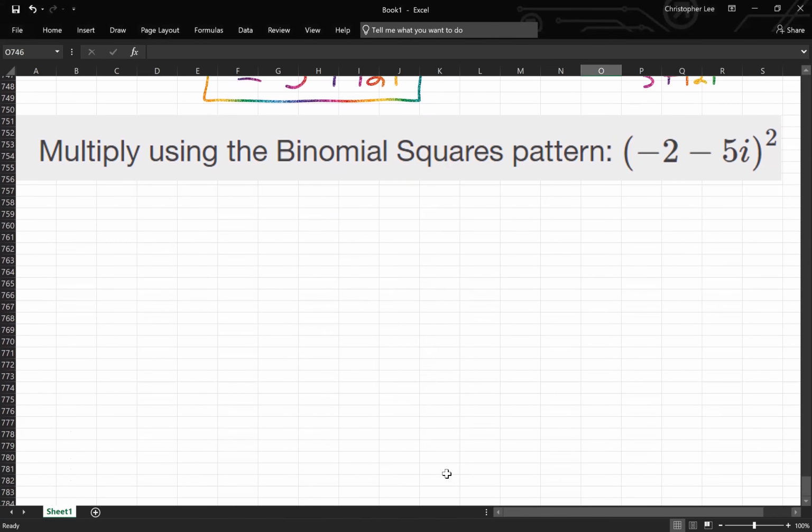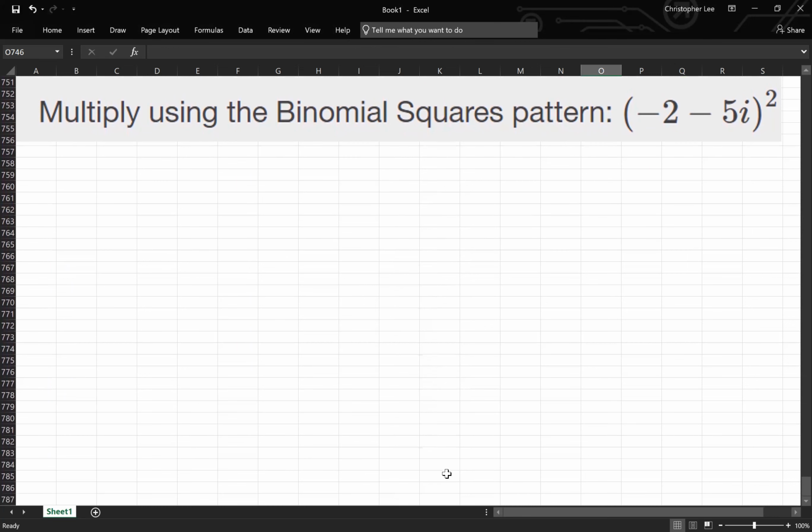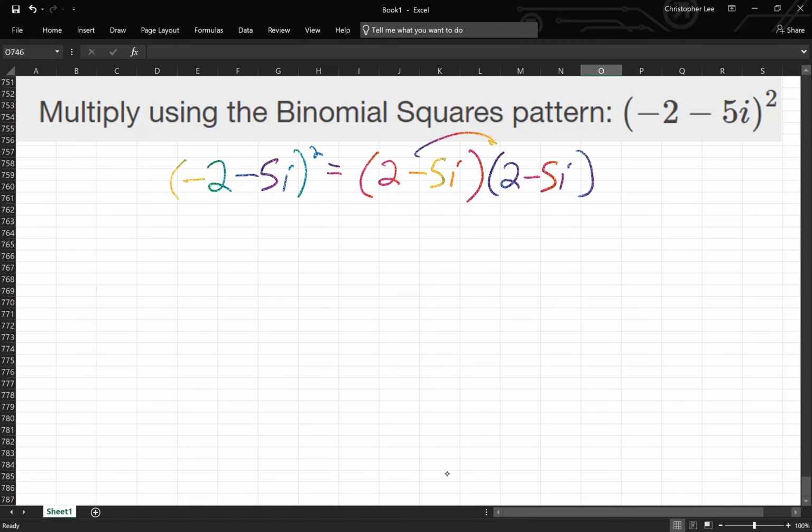All right, let's take a look. So I have the quantity -2 minus 5i, squared. I'm gonna just write this twice, or you can use the pattern if you want to. Distribute it, right? 2 times 2, that's 4. 2 times -5i, -10i. -5i times 2, -10i. -5i times -5i, positive 25i squared.